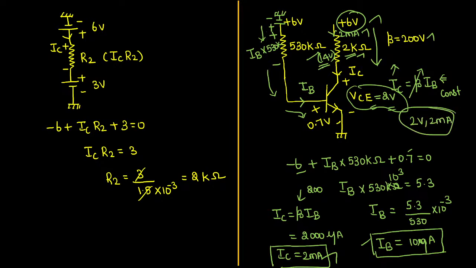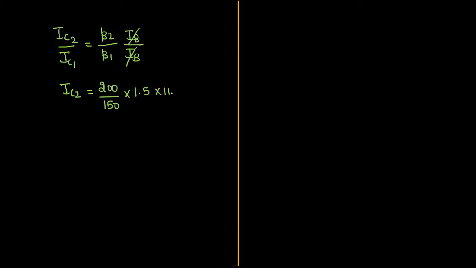Yes or no? And I said directly also we can calculate it. Directly means, sir, since the collector current IC2 divided by IC1 can be written as beta 2 by beta 1 into base current, which remains the same in both cases. IB1 and IB2 are the same, so it gets cancelled. So directly you can write the collector current IC equals beta 2 is 200, beta 1 is 150, into the collector current 1, which is 1.5 into 10 power minus 3. Yes or no? Yes, sir.